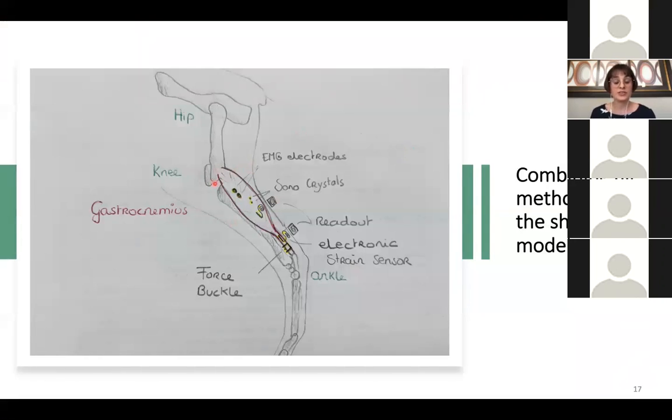When we then combine all these methods together, we will have something like this. I made a drawing here. We will have the EMG electrodes, the sonocrystals. We have the electronic passive strain sensor with the readout system, and then the force buckle. And only the electronic strain sensor that measures the stress on the tendon and the muscle will be wireless. And if we combine all these things together, we can really get very unique and interesting information about muscles and tendons.